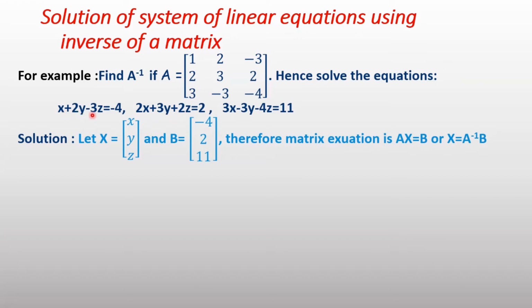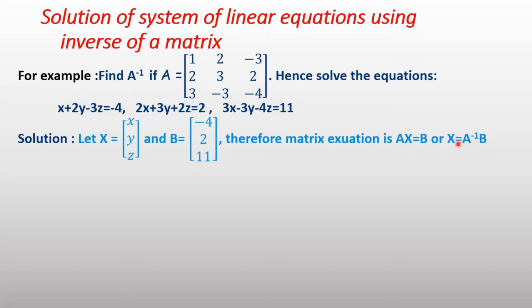If you observe, the coefficients of x, y, z are written in matrix form here: 1, 2, minus 3; 2, 3, 2; 3, minus 3, minus 4. X is written as x, y, z and B as minus 4, 2 and 11. Then the matrix equation we can write as AX equal to B, so X equal to A inverse B. Now your next objective is to find A inverse.